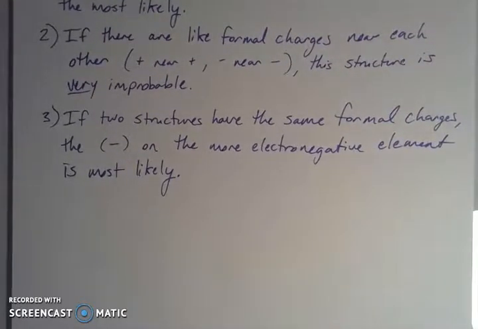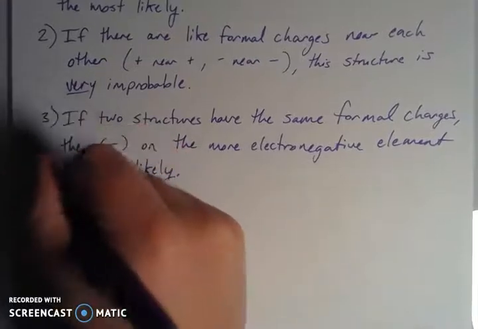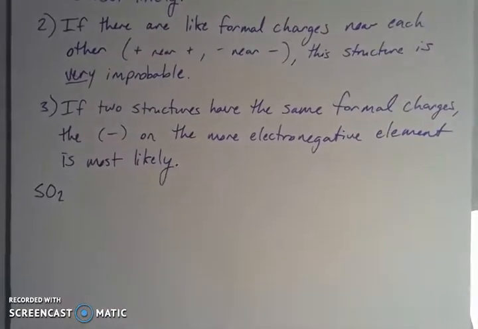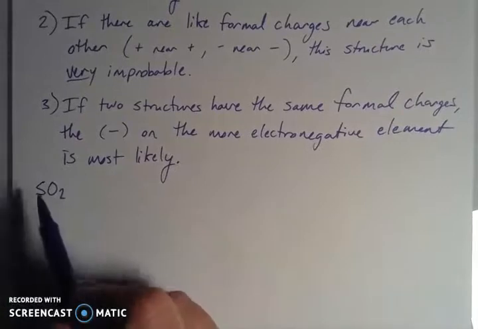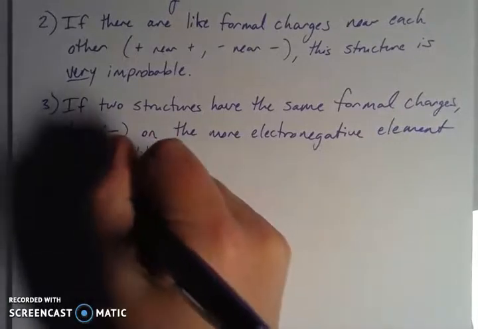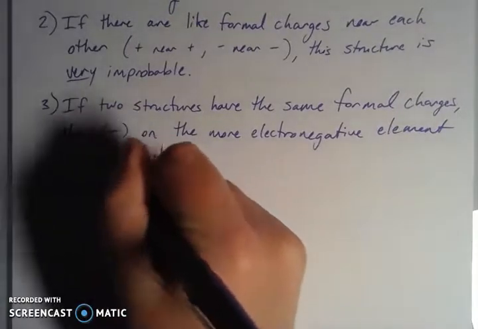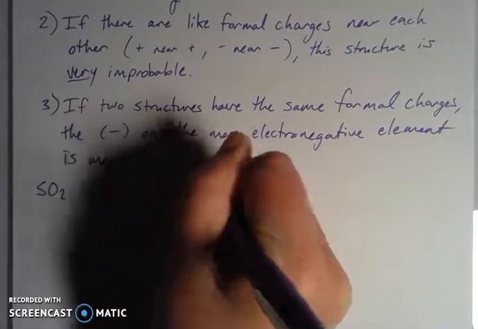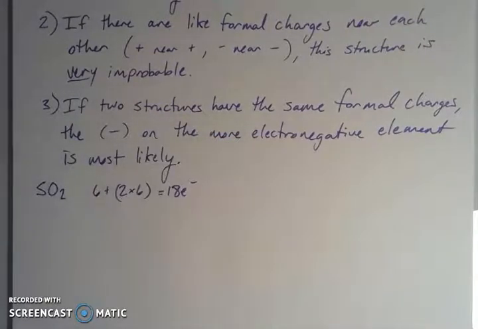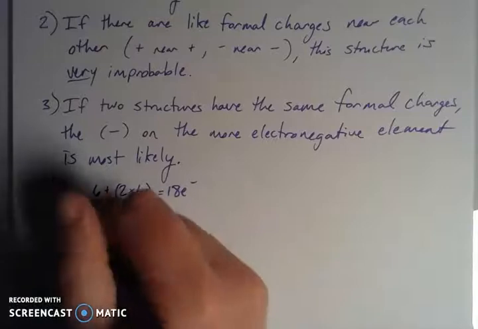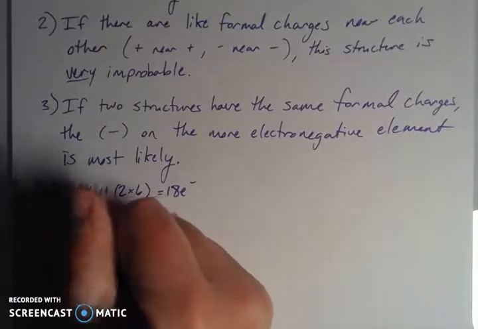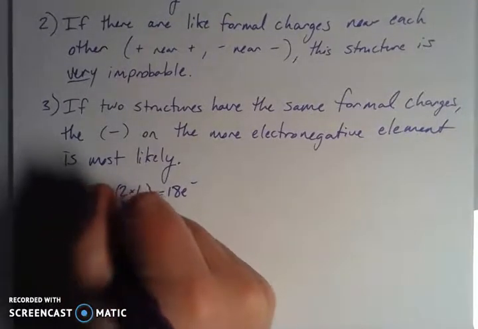So let's look at another example. Let's look at SO2. Sulfur dioxide, I have 6 from my sulfur and 6 from each oxygen, so that gives me 18 electrons total to work with on this structure. When you put them together, there are a couple ways that we can do this. We can end up with sulfur at the center, and we have something that looks like this.